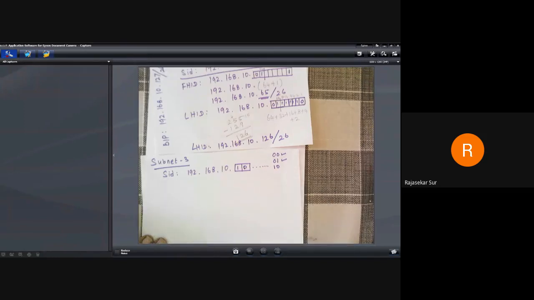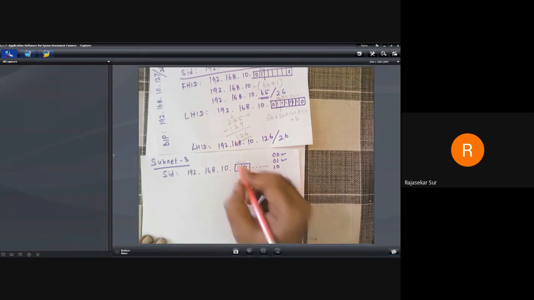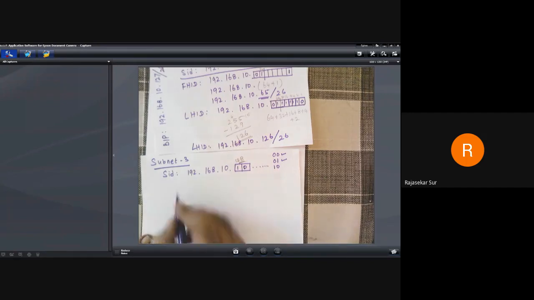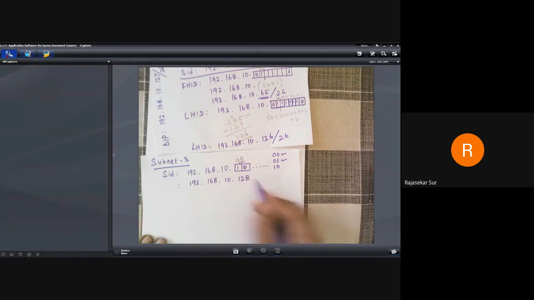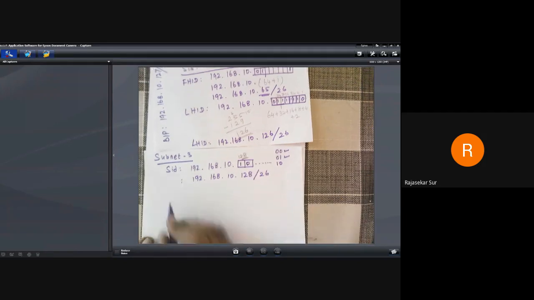Now, what is the place value? 1, 2, 4, 8, 16, 32, 64, and this will be 128. So what is the subnet ID for the third subnet? 192.168.10.128/26. This is the subnet ID. We borrowed 2 bits. Now I'm going for the first host ID. What does the first host ID mean?